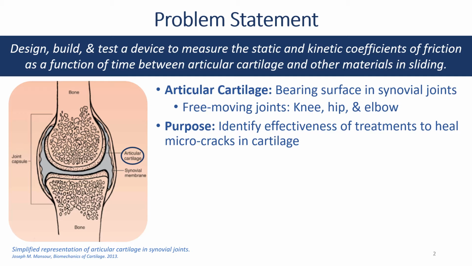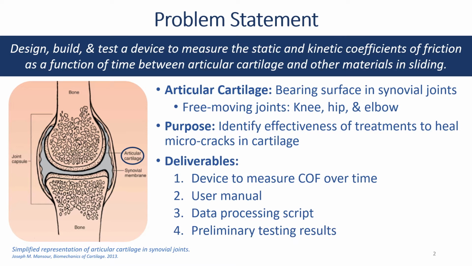The purpose was to identify effectiveness of treatments to heal microcracks in cartilage. Dr. Pierce is doing an experiment where he is trying to see if you take a microcracked piece of articular cartilage and put it in thiolated hyaluronic acid, if it will have the same coefficient of friction as a piece of healthy cartilage. And our deliverables were a device, a user manual, a data processing script, and preliminary testing results.